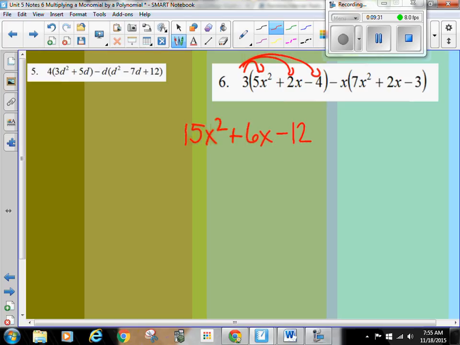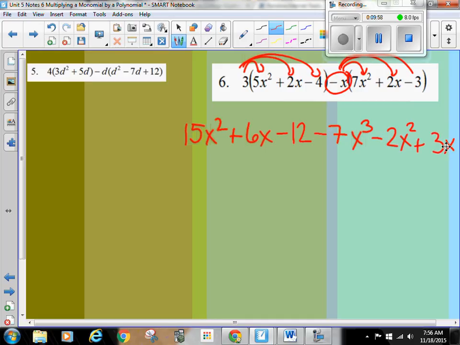First one, distributed. All right, now I'm going to take my negative x times 7x squared. So I get negative 7x. Remember, this is a 1 power, so x to the third. Negative x times 2x gives me negative 2x squared. And then negative x times negative 3, negative times negative turns into a positive 3x. Oops, moved a little there.